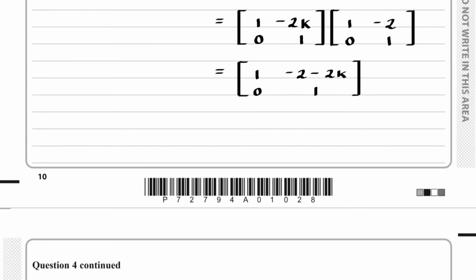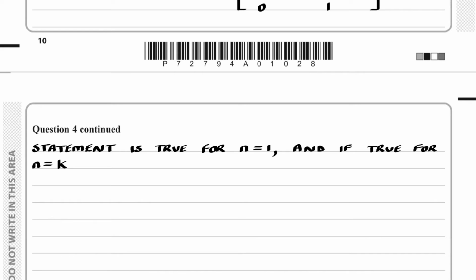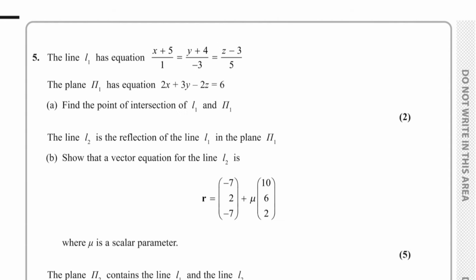What we can then do is factorize out a negative 2 here, leaving us with (1, negative 2 lots of k plus 1; 0, 1). And that's exactly what we wanted to show. So now, we see that the statement is true for n equals 1, and if it's true for n equals k, then it's true for n equals k plus 1. We've just shown that by induction, which means the result is true for n belonging to the set of natural numbers.